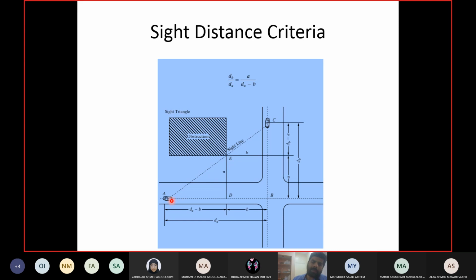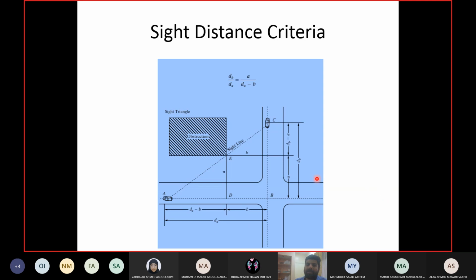Let us call the major road as road A, and let us call the minor road as road B. So the driver on road A can see the driver on road B from this distance. This point from where you can see the other driver has a distance from the intersection which is referred to as DA. So what is DA? DA is the distance from the intersection to the position of the driver from where he can see the driver coming from the other direction.